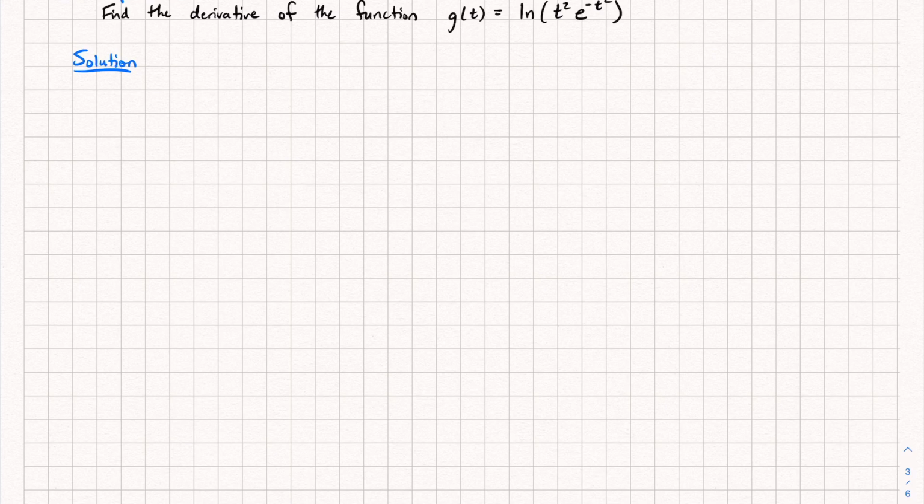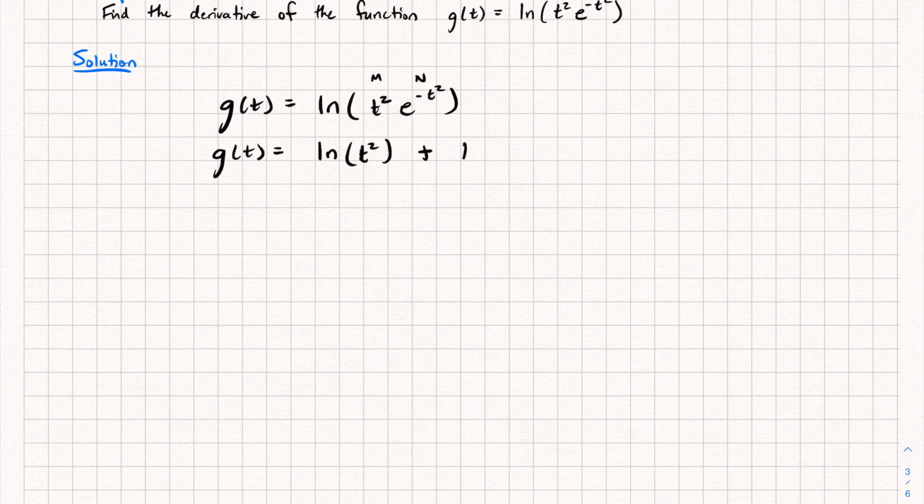All right, so find the derivative of g of t is equal to ln of t squared e to the negative t squared. All right, so now this function, I'm just going to rewrite it. Notice again that I've got a product. I've essentially got m times n. So I'm going to expand this into ln of t squared plus ln of e to the negative t squared.